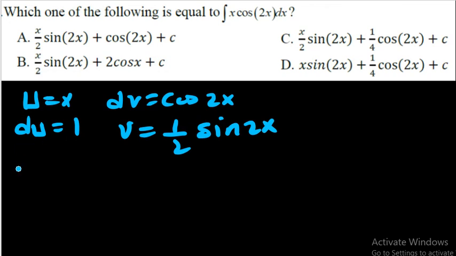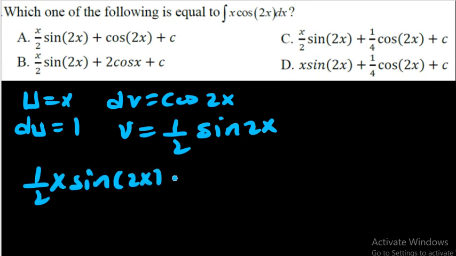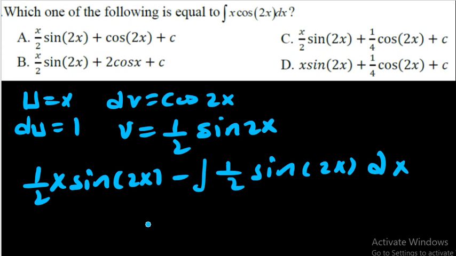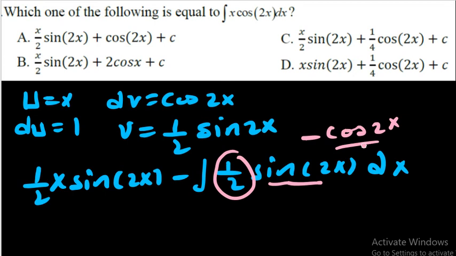Therefore, the integral will be, first uv, that means half x sine 2x, then minus, multiply the last two here, the integral of half sine 2x dx. When you complete it, this 1 over 2 is constant, you can extract easily, and the integral of sine 2x will be negative cosine of 2x, but over 2, because the derivative of 2x is 2, but you take that constant as the denominator.